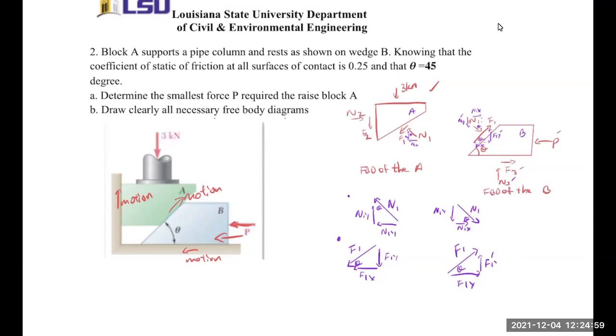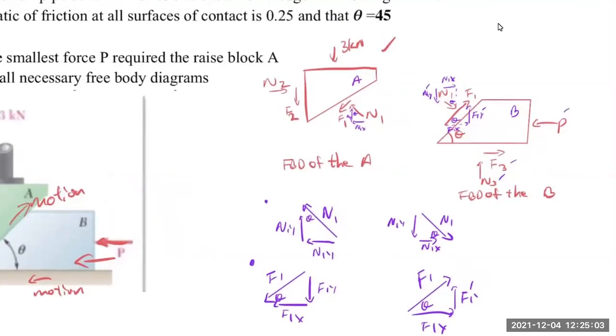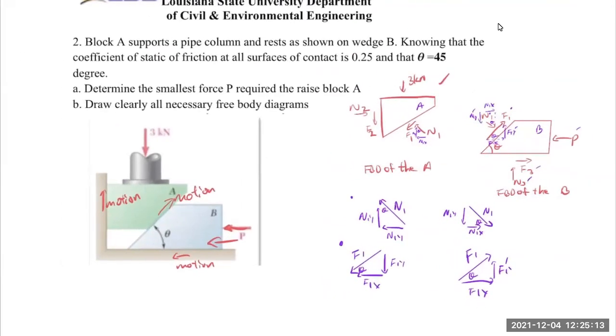Okay, so after I draw the free body diagram of A, I can draw the free body diagram of B. We know that N1 and F1 right here are just going to be in the opposite direction of what they are on block A. And we know that the motion is going to the left. That means that F3, the friction force 3, is going to be going to the right. And then N3, like I said, is the normal force going into the object.